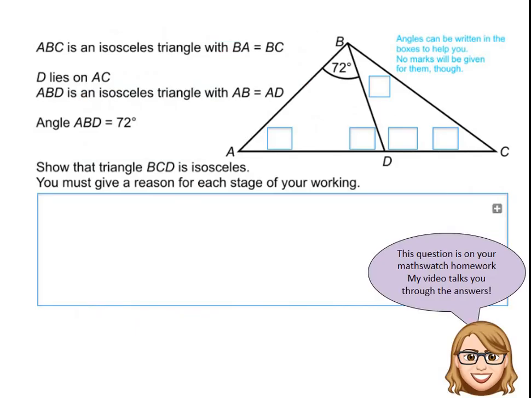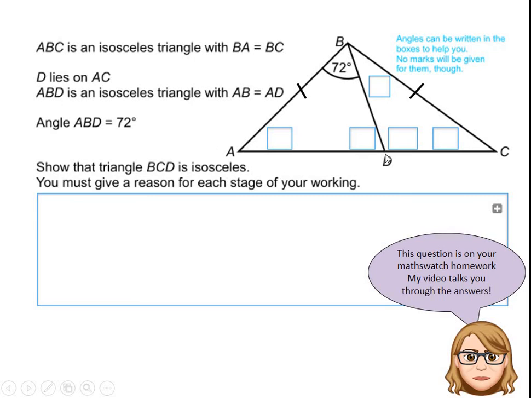Question 15 on the MathsWatch is quite tricky. So this is what I'm going to do. I'm going to talk you through using the information given. We're told that ABC, so ABC is the big triangle here, is isosceles with line BA, which is here, being equal to line BC, which is here.